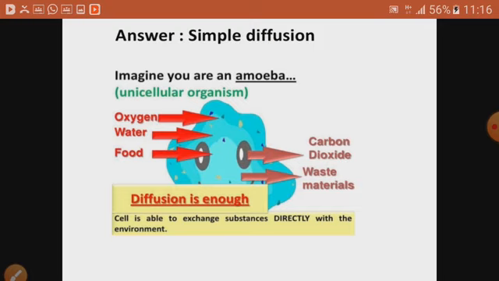The second reason is that they have a simple body design, while we have a complex body design. The third reason is we have a proper respiratory system and a circulating medium, that is blood, which can circulate the oxygen required to the cell, that is its destination.